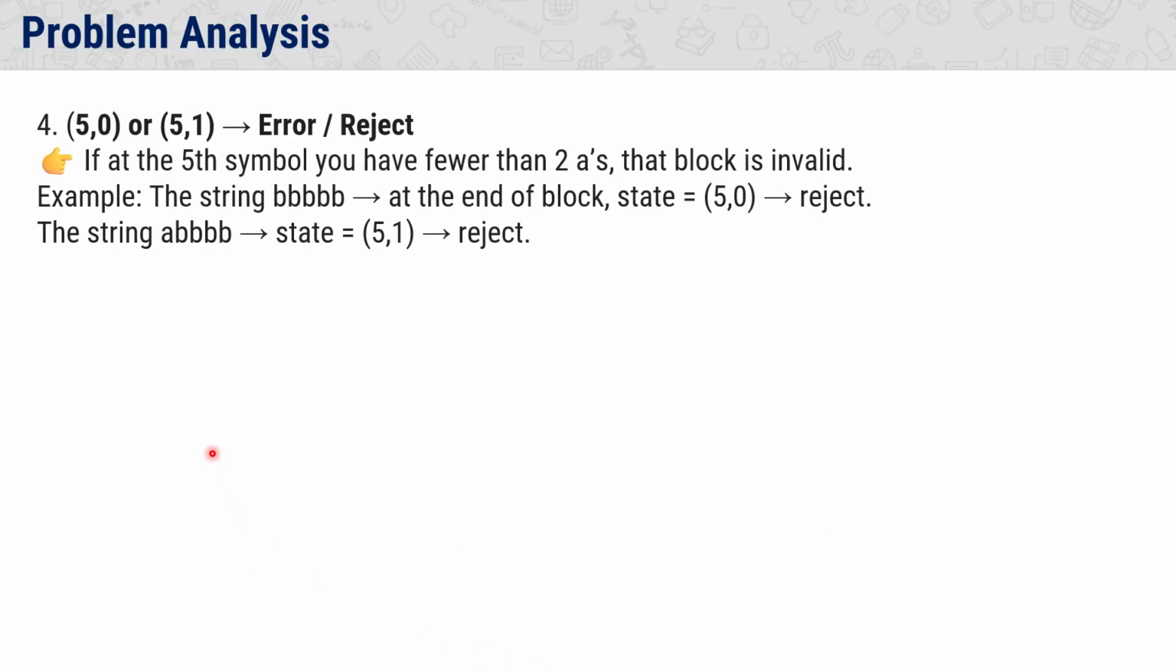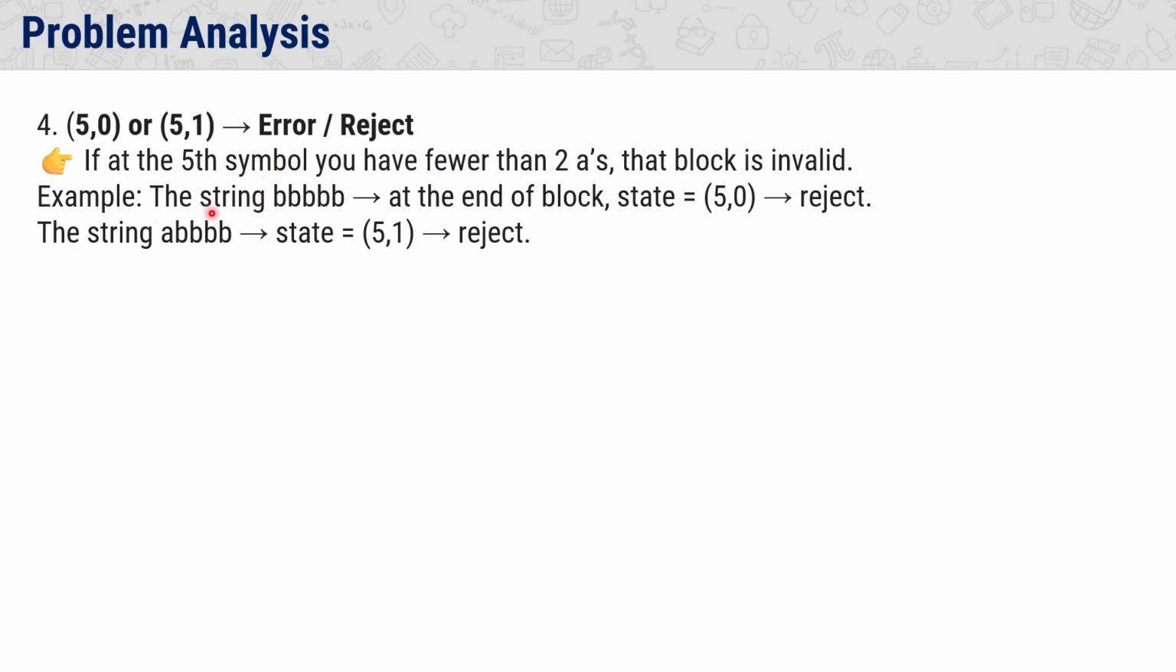information. Suppose there is a state (5,0) or (5,1), which is indicating an error or rejecting state. Error is a trap state or rejecting state. That means if you are at the fifth symbol and you have fewer than 2 A's, that block is invalid. So at the fifth position, your block length is already 5. It has 0 A's, so it is indicating a rejecting state. Suppose the block length is 5 and it has only 1 A, then it is also rejecting.